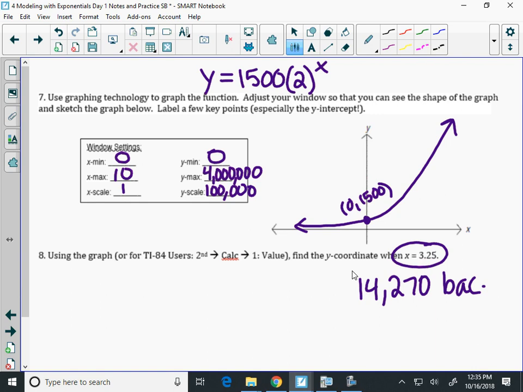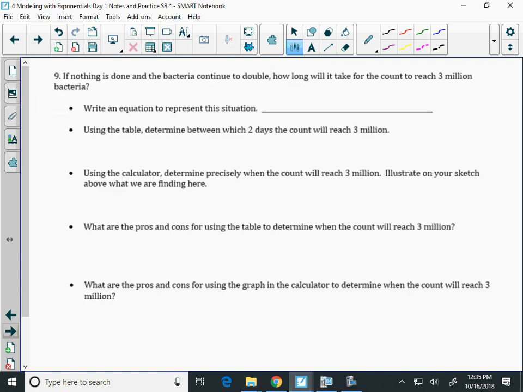So now let's keep talking about our calculator here. Now, if nothing is done, they don't put chlorine in the pool, they just keep letting the swim team come and make it more bacteria and more stinky. No offense to swim team people. If they keep going, how long until there are 3 million bacteria per cubic centimeter? They don't clean the pool. We want to know when there is going to be 3 million bacteria in this little tiny bit of water.